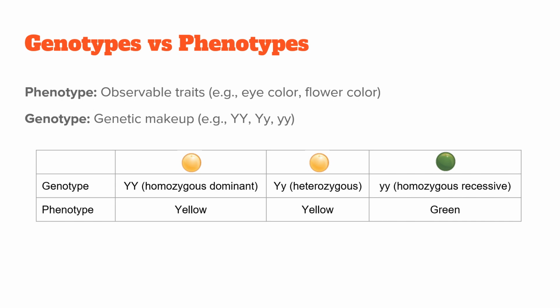So a phenotype is the physical trait we actually observe, like seed color. Genotype is the genes we inherit. Phenotype is the physical trait we actually observe. This distinction is important because two organisms can have the same phenotype but different genotypes. For instance, a yellow seed could be homozygous dominant, big Y, or it could be heterozygous, big Y. They're both yellow, but a green seed must be homozygous recessive, little y. So genotype is the genetic recipe, while phenotype is the dish that comes out of the oven.